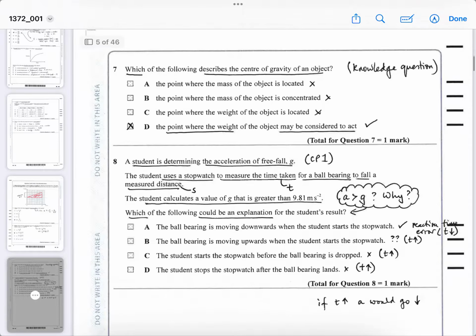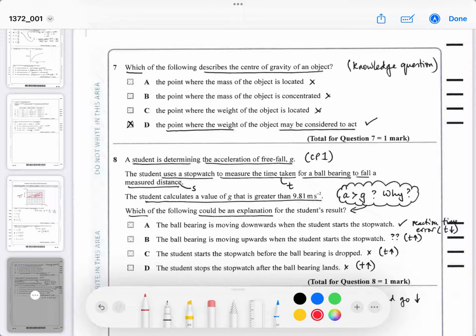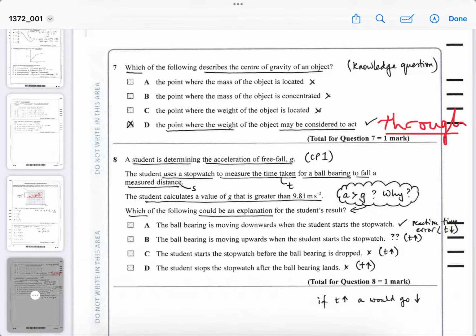Question 7 is a knowledge question. Which of the following describes the center of gravity of an object? Well, you can read through them all, but I'm going to go straight to the answer. It's the point where the weight of the object may be considered to act through. I always like to say act through, because it is acting through that point.